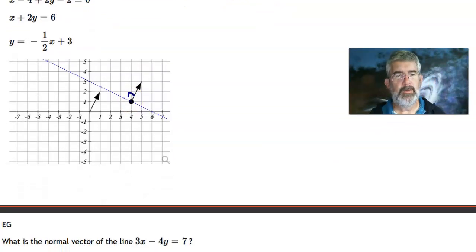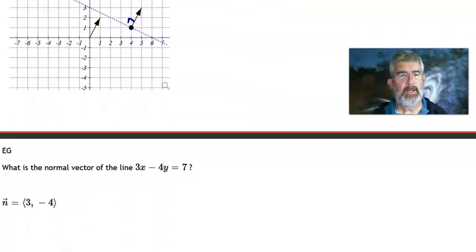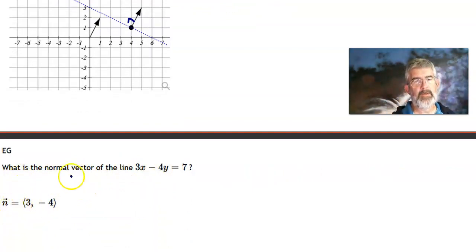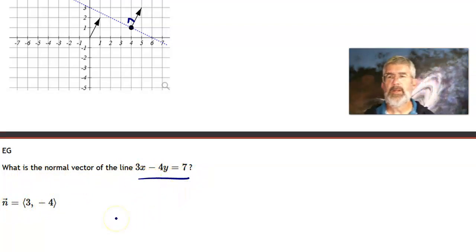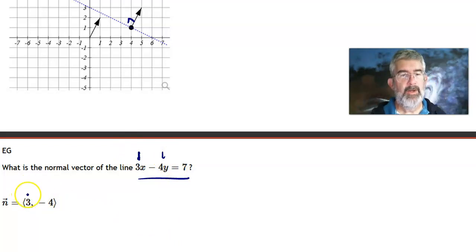One more thing I want to do is just to go backwards here. I showed the answer here. What's the normal vector of this line? Here's the equation of a line. Can you see the normal vector? And the answer is yes, you can clearly see the normal vector because the coefficients in front of the x and the y are the components of the normal vector.